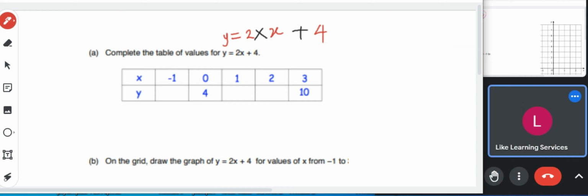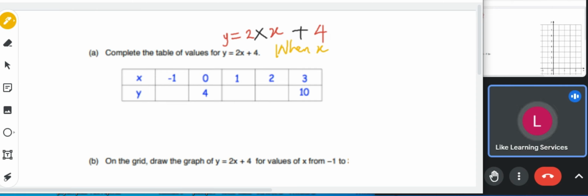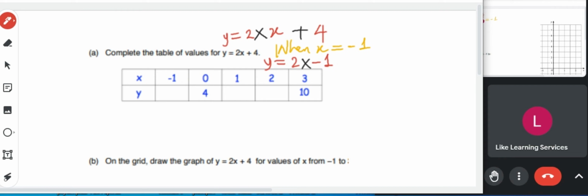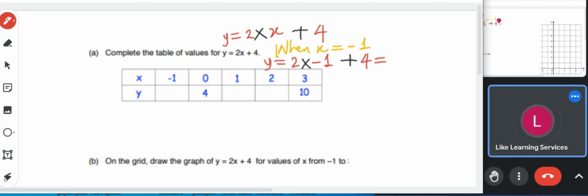So for the first example, let me just write it down so that you can use that for other ones. When x is equal to minus 1, that's this first one. This thing becomes y is now equal to 2 times minus 1. And then the answer, you add 4 to it. I think that gives you what?